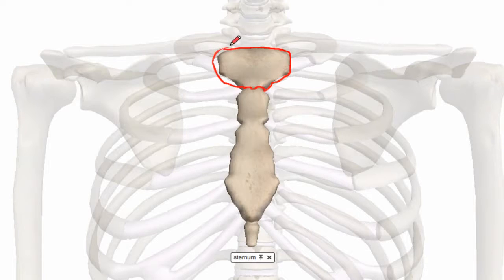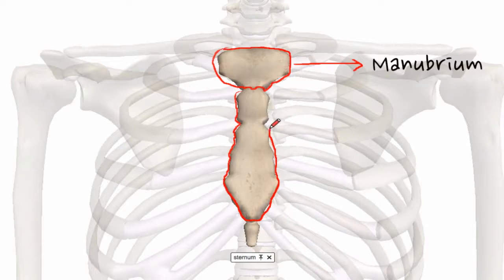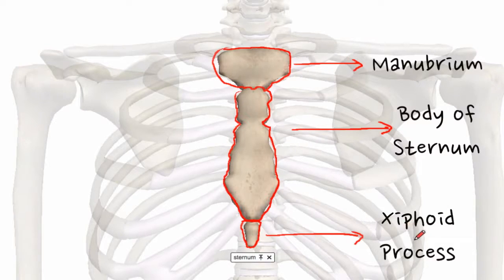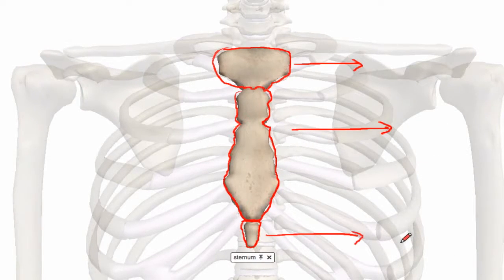The first one that I'm highlighting here on the superior part is the manubrium. Now, you find this longer structure here that I'm entirely highlighting for you. This is called the body of the sternum. Now, this smaller process found on the inferior side of the sternum is called the xiphoid process.